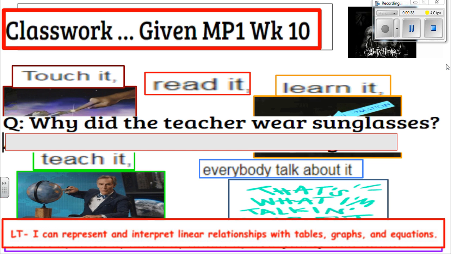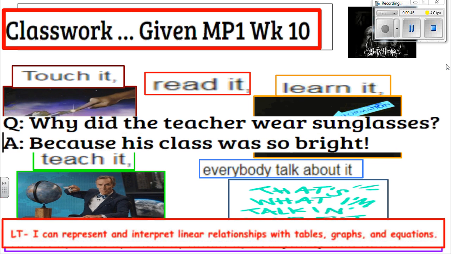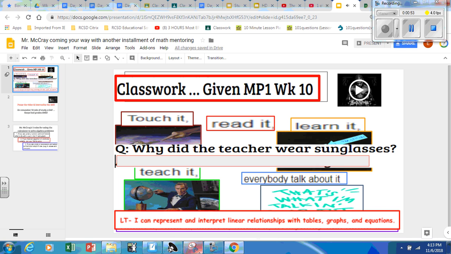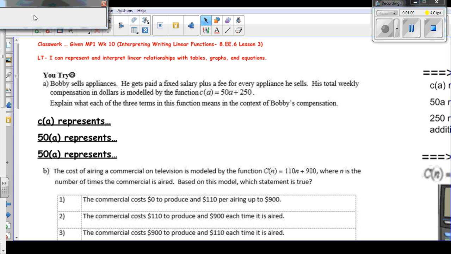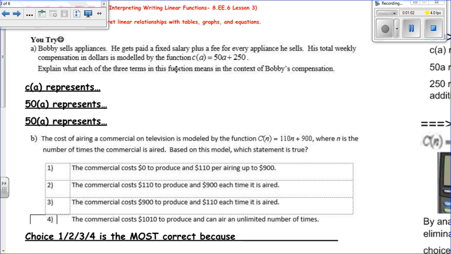All right, let's get into these next two or three questions. Let's put it in full screen mode. The question says we have a guy named Bobby, and Bobby sells appliances. Bobby gets paid a fixed amount plus a salary for every appliance he sells. So the question that we want to know is this equation.